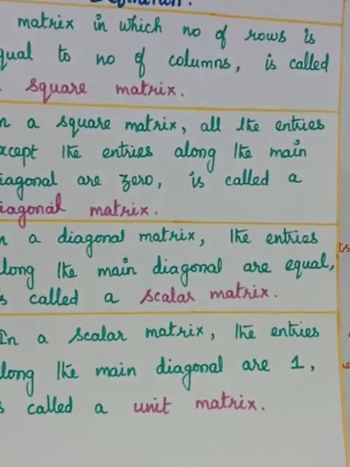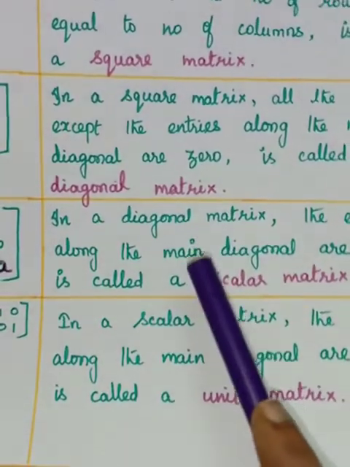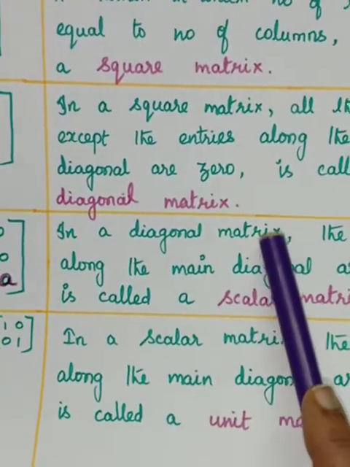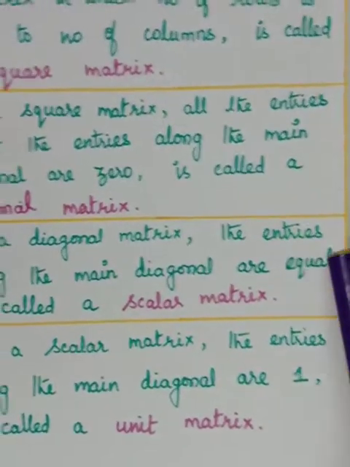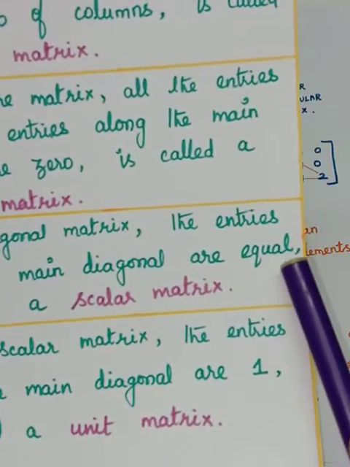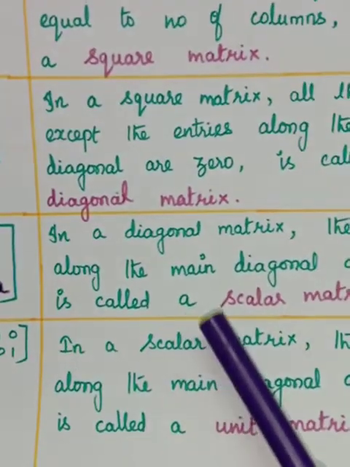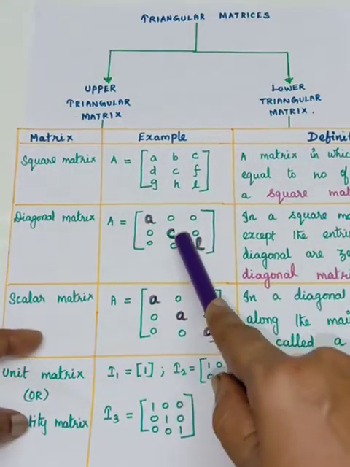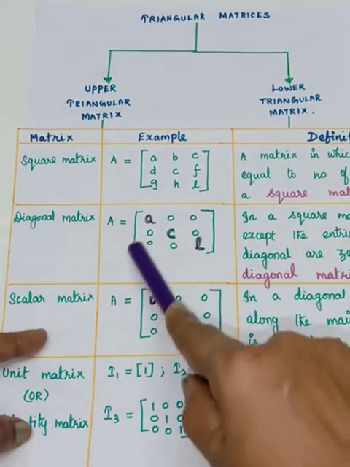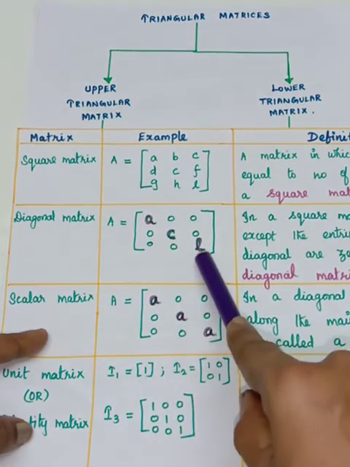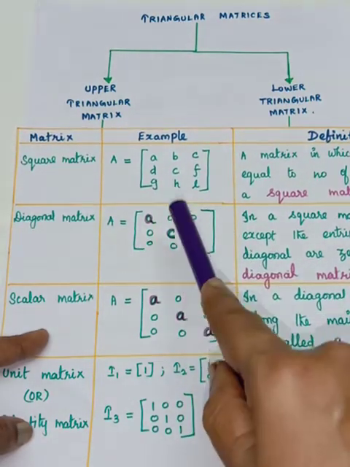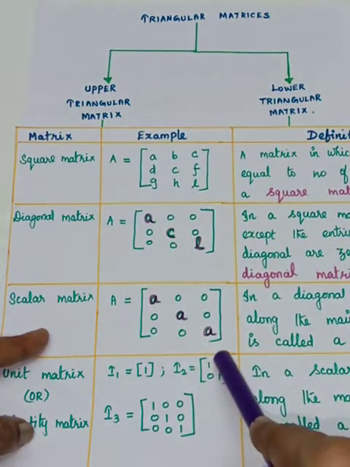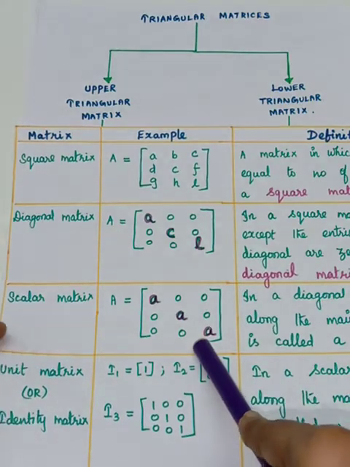So in the diagonal matrix, it is understood that except the main diagonal all the entries are 0. So now the entries along the main diagonal are equal. That is called a scalar matrix. You see that example here. The remaining entries are 0. So in the main diagonal only the elements are there, the rest are all 0. That is called a diagonal matrix. So if the main diagonal entries are the same, that is called a scalar matrix.